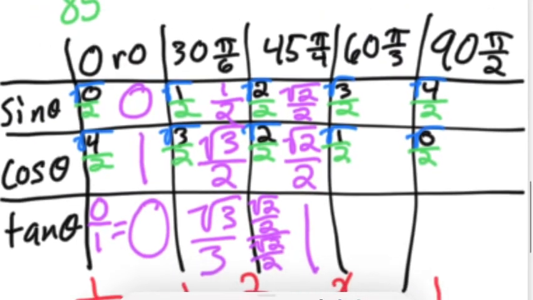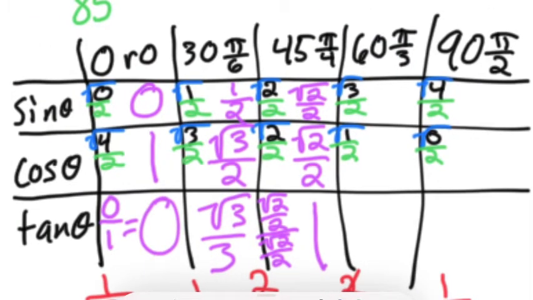So sine of 60, you have the square root of 3 over 2. Cannot simplify the square root of 3, so it stays the same. Cosine of 60, the square root of 1 simplifies to 1, so you have 1/2.